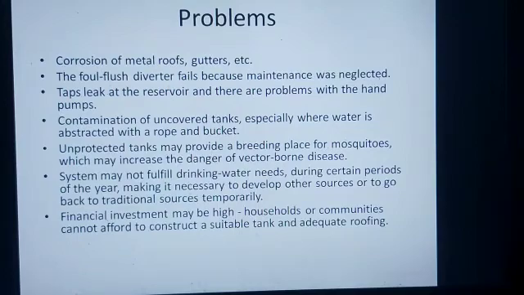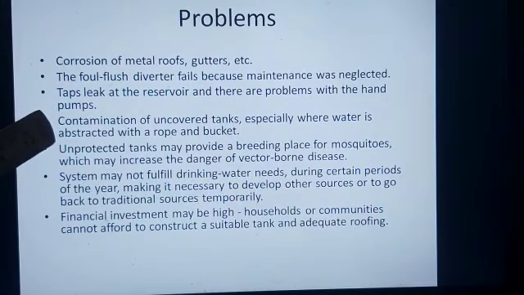Now there are certain problems associated with the rainwater harvesting system. Whatever metals are used here can have the problem of corrosion. The foul flush diverter fails because maintenance was neglected. Usually people, once they install the system, forget about the maintenance part. If the maintenance is not done, then the first flush, which has to be separated and removed, will not be removed. Tap leaks at the reservoir, and there are problems with the hand pumps also.